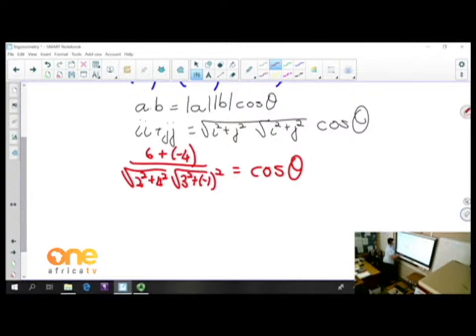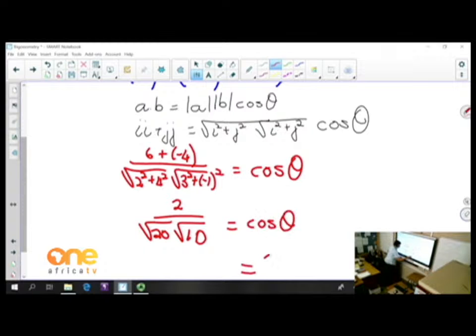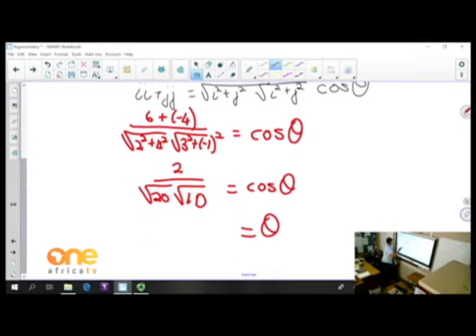So to find your angle there now, first you have to do these calculations. It's a good idea to always write it down. We have 2 over the square root of 20 times the square root of 10 is equal to cosine theta. And now you can press second function cosine, 2 divided by square root 20 times square root 10, and my answer is 81.9 degrees. Make sure that you get that same answer there.